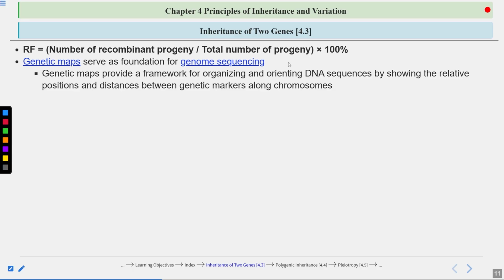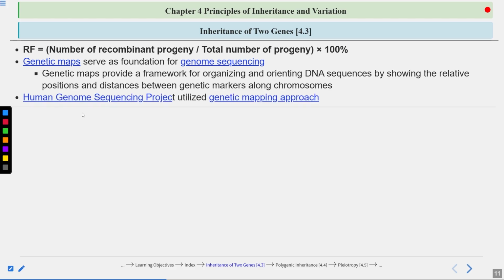And how can genetic mapping be done? By using recombination frequency. The human genome sequencing project utilized the genetic mapping approach, mapping the genes on the chromosome. We'll talk about this in detail at the end, including how recombination frequency is used to find the distance between the genes.